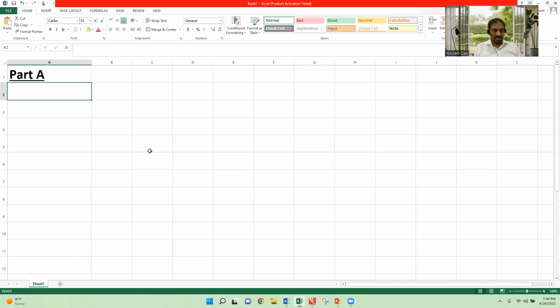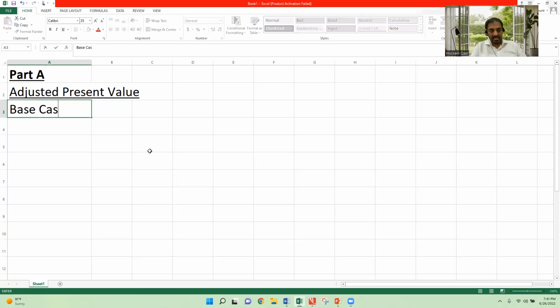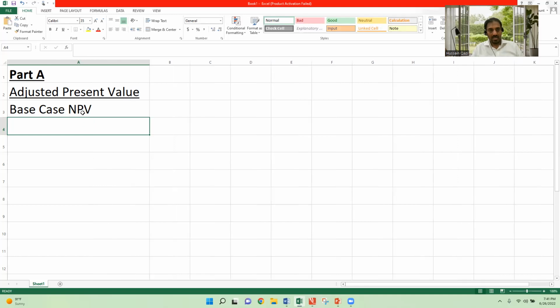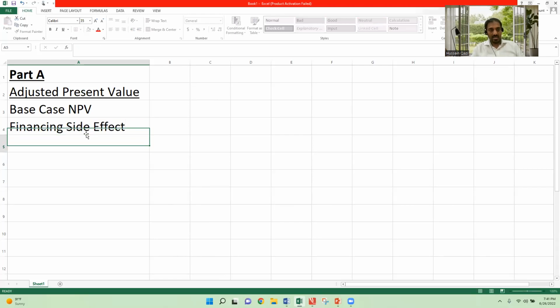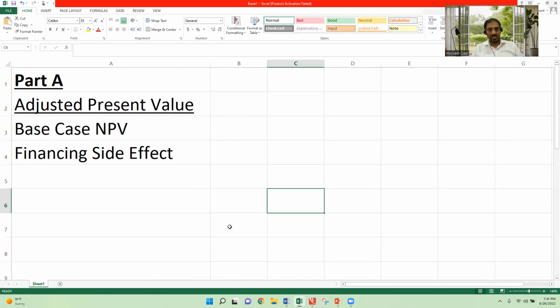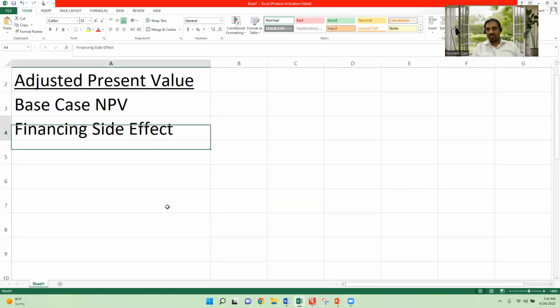First thing, part A is about calculating adjusted present value. And here, number one, base case NPV. And number two, financing side effects. Financing side effects. So this is the basic structure.